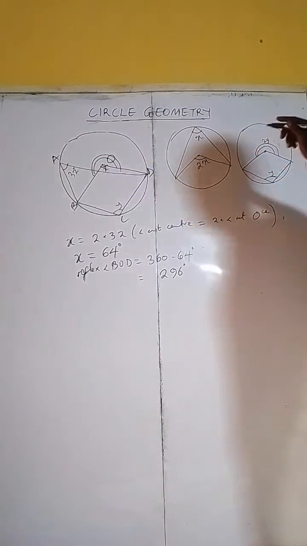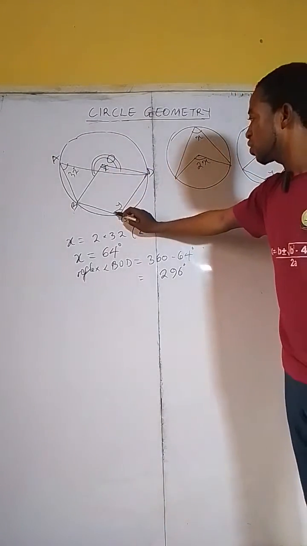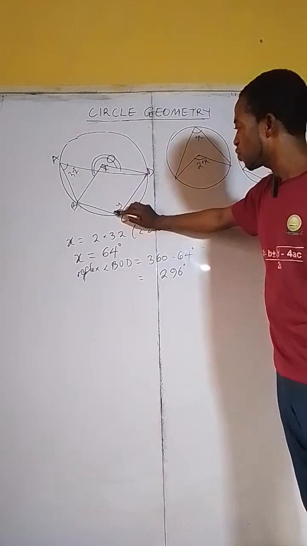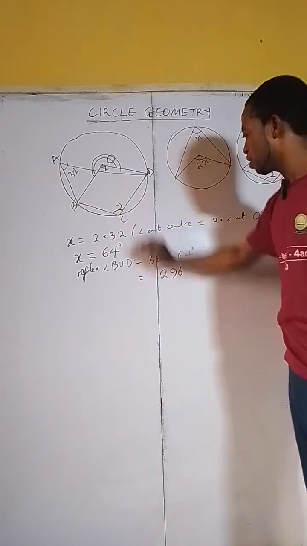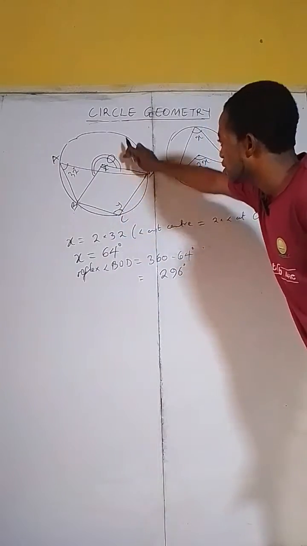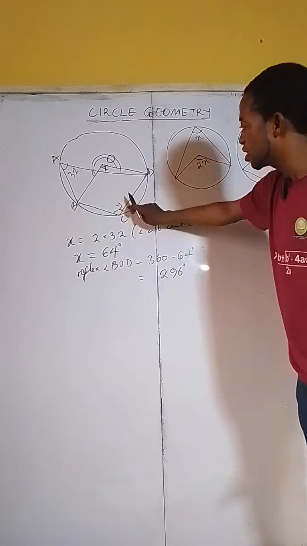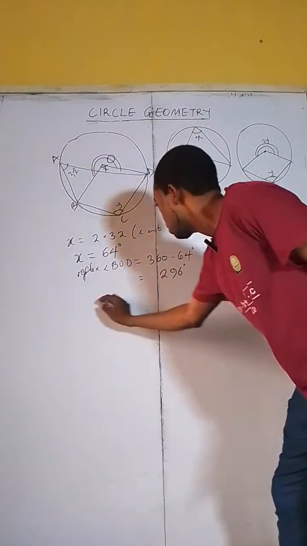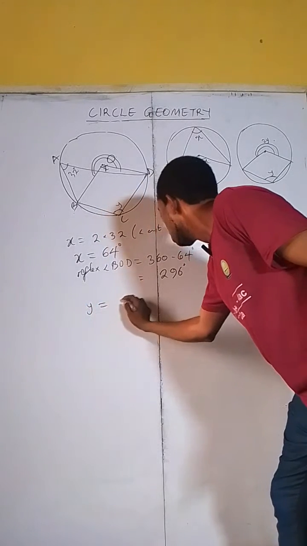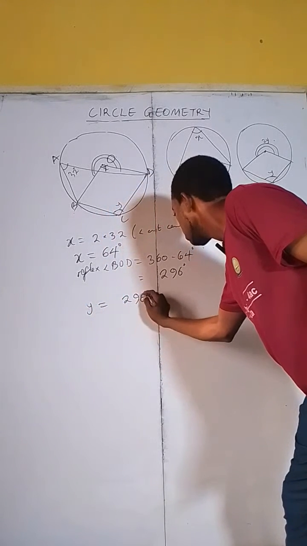Well, that's not where we're going. We are going to this place. The corresponding angle at the circumference to the angle at the center here is y. So since the center is bigger than the circumference, we just divide the center by 2. So y will now be equal to 296 degrees divided by 2.